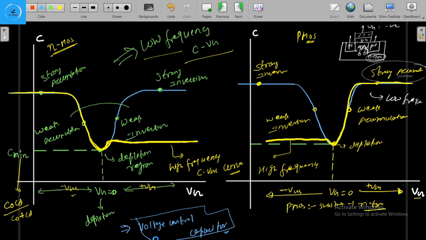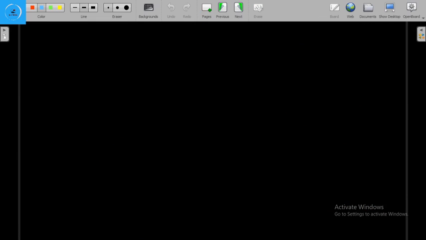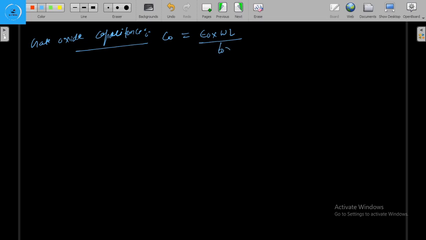Okay, now let's see this CO formula. This CO is nothing but the gate oxide capacitance. Gate oxide capacitance CO will be equal to epsilon OX into WL, where W is the width of the channel and L is the length of the channel, divided by TOX. This is the thickness of the SiO2, right?